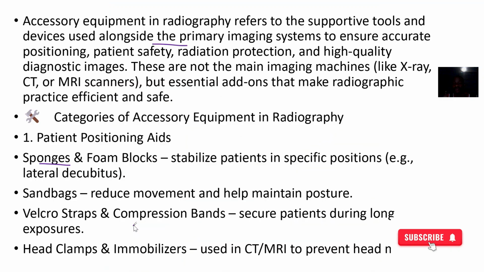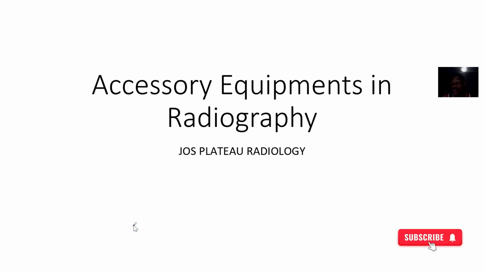Okay, so these are the various things we have, and we call them the accessory equipment because they are not actually the primary x-ray machine and the rest of what we use for imaging, but they just help to make the whole process much better.